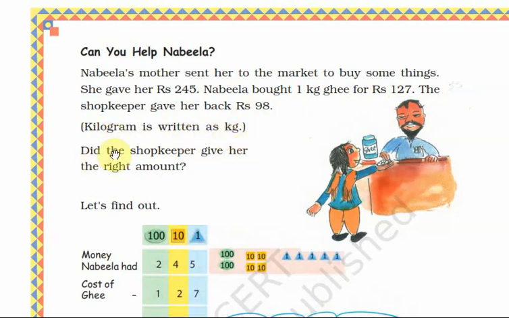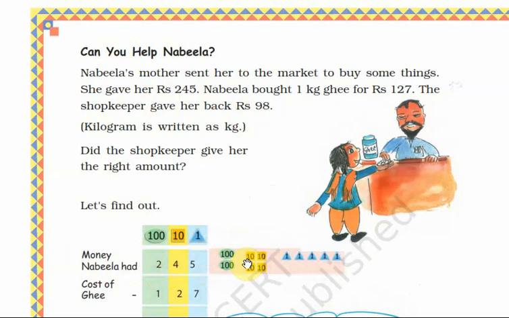Okay. Did the shopkeeper give her the right amount? Here we have to find out whether the shopkeeper had returned Nabila the correct amount or not. So let us find out. How much money did Nabila have? Nabila had rupees 245 with her. So write 2 in hundreds place, 4 in tens place and 5 in ones place. Here you can see the expanded form of 245.